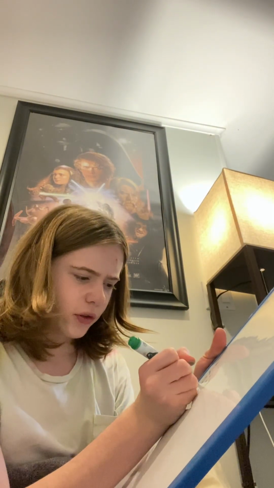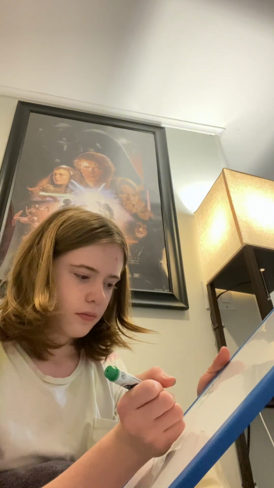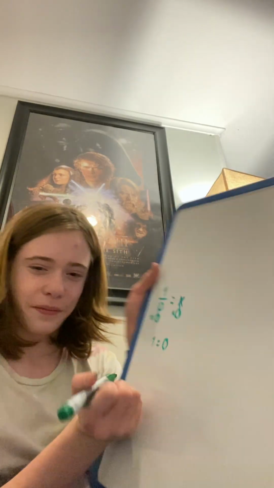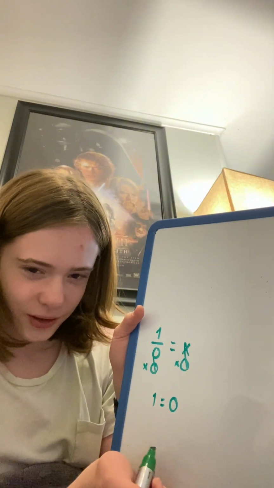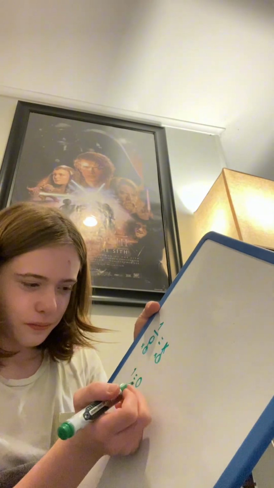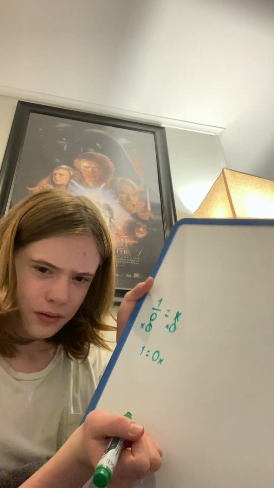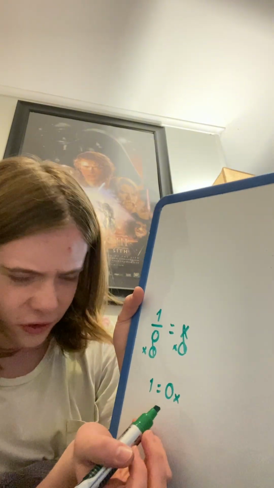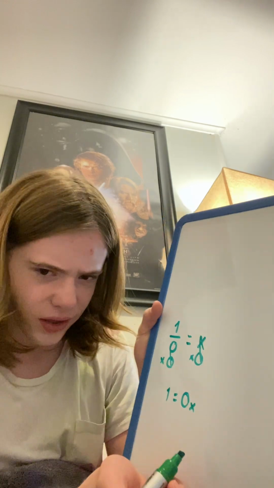And let's multiply both sides by 0, sorry. This gives you 1 equals 0. This is pretty funny. 1 does not equal 0, obviously. But if we plug in x, there's no solution for x because there's no number you can multiply by 0 to get 1. Because anything multiplied by 0 is 0.